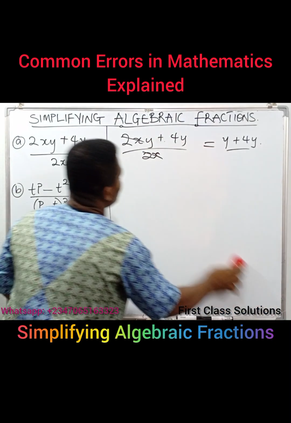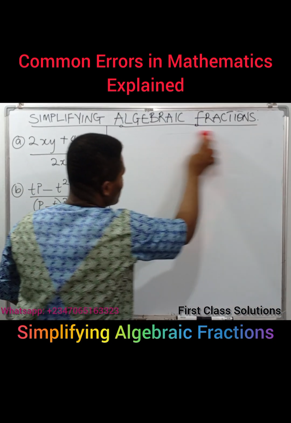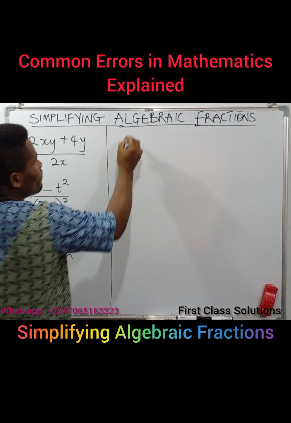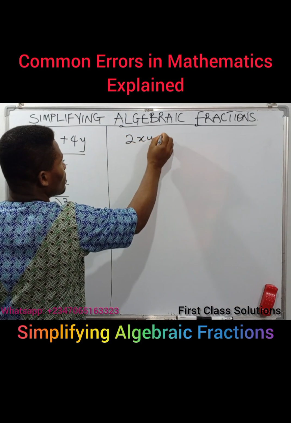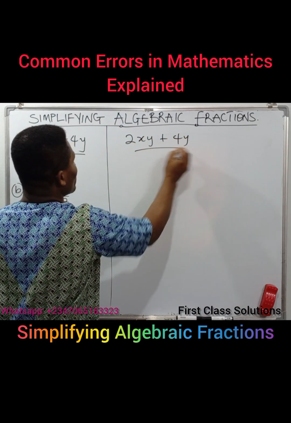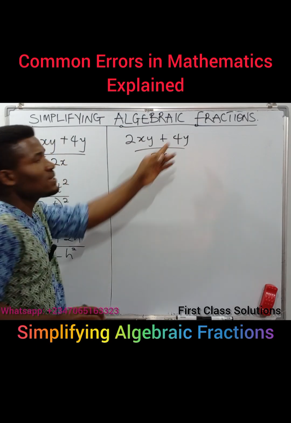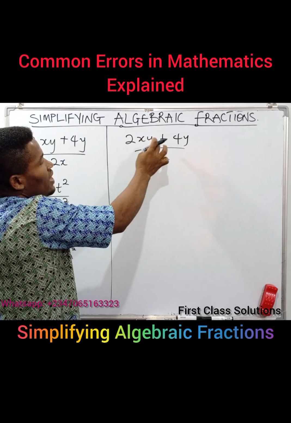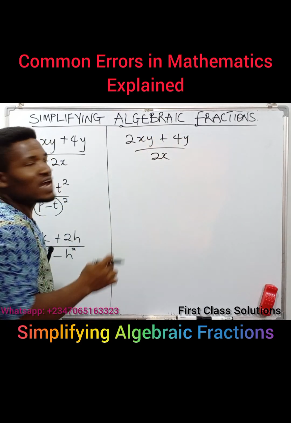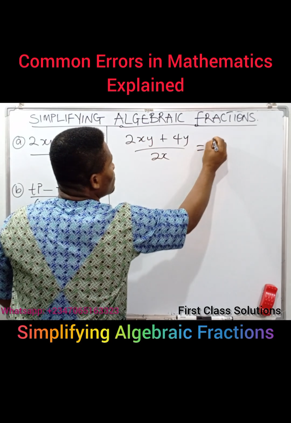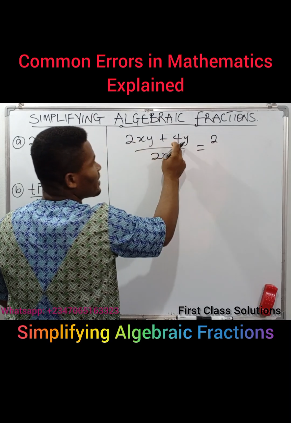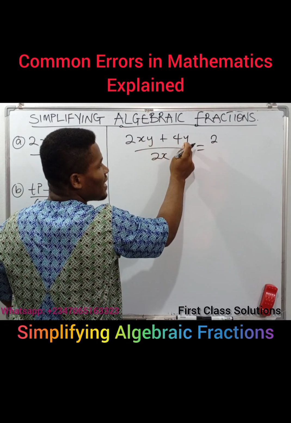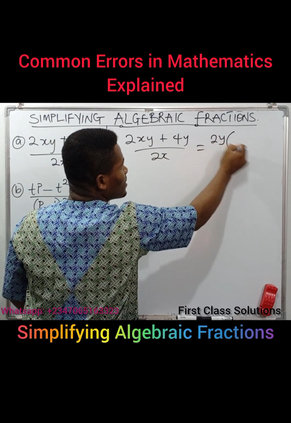Let me show you. Since we have addition there, we just have (2xy + 4y) over 2x. With this addition, we just look at what is common. That is the highest common factor between 2xy and 4y. If you look carefully, we have 2 common here and here, and at the same time, y is common here and here. So we have 2y as the highest common factor.